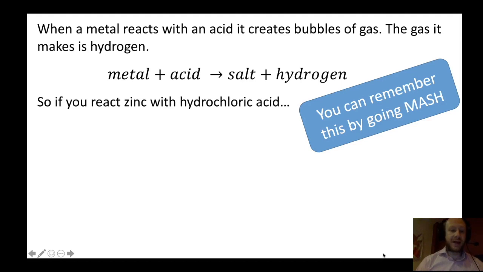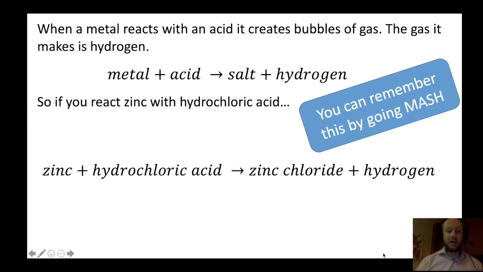So, if we react zinc with hydrochloric acid, what will we make? Well, if you remember from last lesson, when we do a neutralization reaction, we have to change the name of the acid. So it goes from hydrochloric acid to chloride. And the zinc remains unchanged when it becomes a salt. So, it's zinc plus hydrochloric acid makes zinc chloride plus hydrogen.